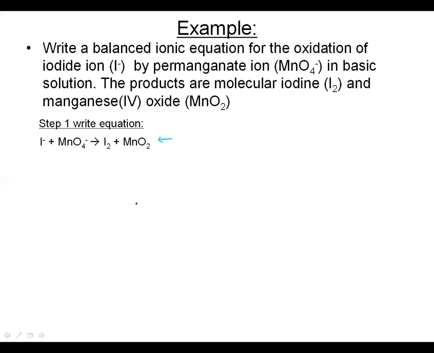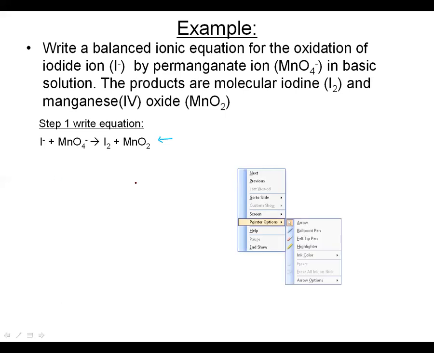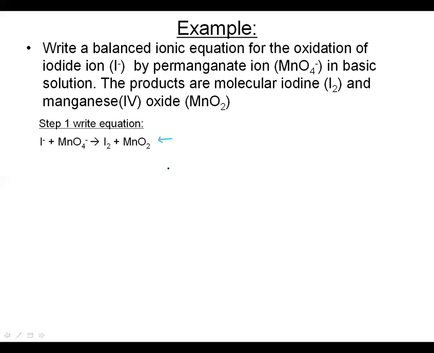All right, so the first thing that we want to do is, again, break this apart into its half reactions. So really you could start with just the two things that are related. So in this case, I minus is related to I2. Those two things are definitely related to each other. The other half reaction, MnO4 minus, is related to MnO2. Again, we could look at our oxidation numbers and see what is being oxidized, what is being reduced.